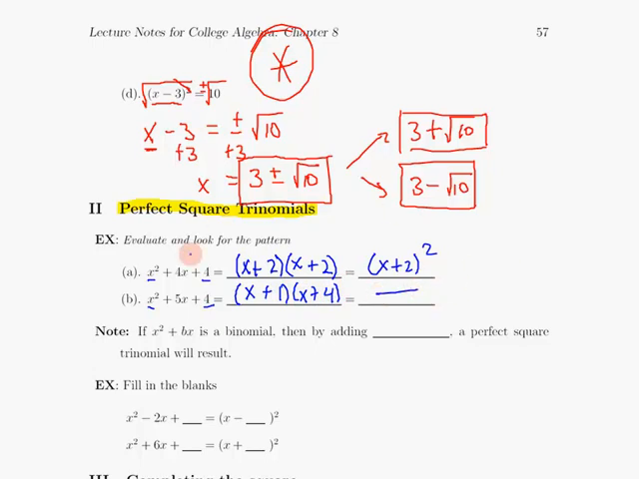Right? So there's something to notice about how the middle term relates to the other two terms. If it's in a certain form, we get a perfect square. If it's in another form, we might not. Now here's how we figure that out.